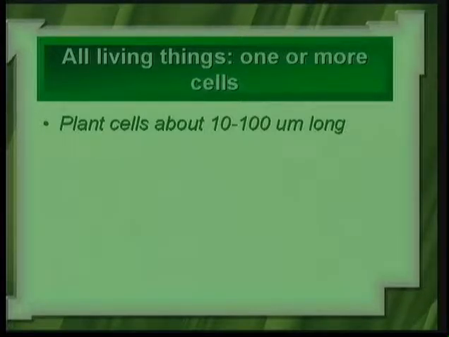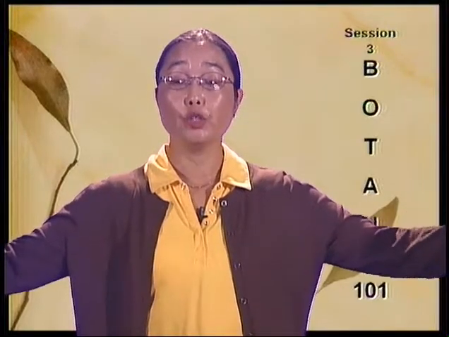You see that U there? It's not supposed to be a U, it's supposed to be a Greek letter mu, and that stands for micro, as a prefix to meter. So plant cells are about 10 to 100 micrometers long, so you might think, what is a micrometer? What is your point of reference? Well, if you can think of a meter as being about 3 feet long, a meter is equivalent to about a yard.